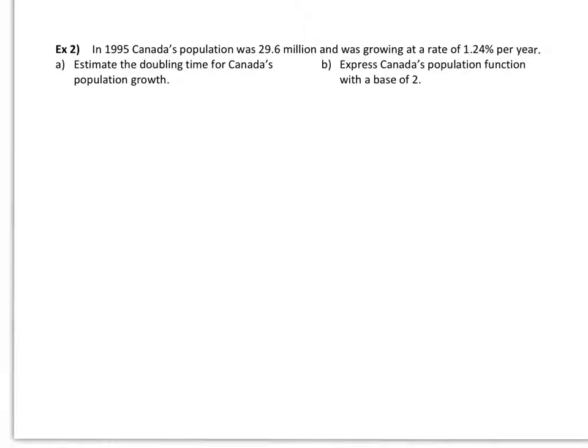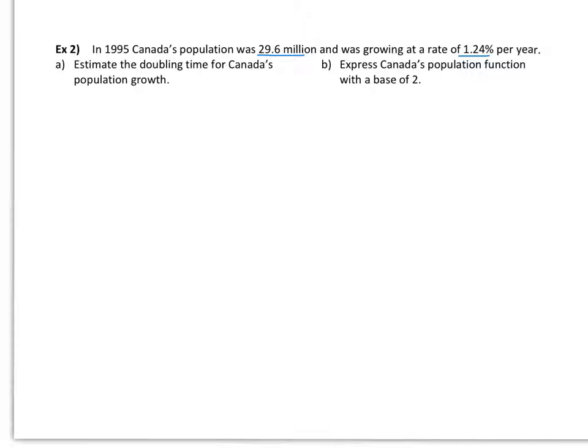In 1995, Canada's population was 29.6 million and was growing at a rate of 1.24% per year. Estimate the doubling time for Canada's population growth. So we're asking how long will it take to double? That's what the doubling time means, the time it takes to actually double. So very similar to our previous question, only we're starting with an initial value of 29.6 million, and then we want it to double, so we double that number, and we're growing at this rate every year. So that's a fairly straightforward question. Give that a try, see what happens there if you can manage through it.